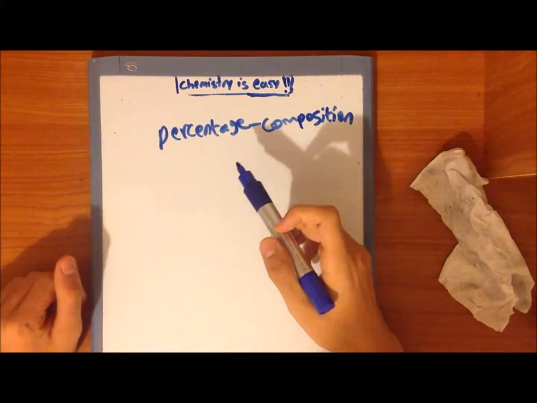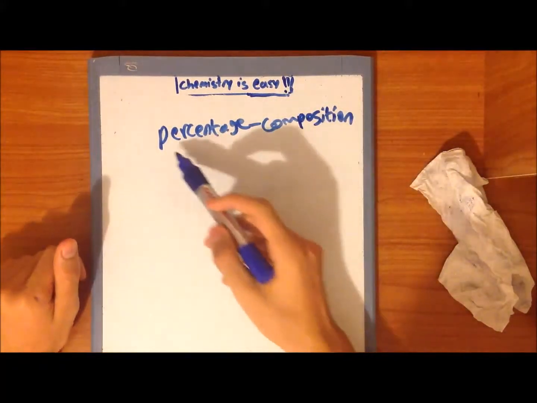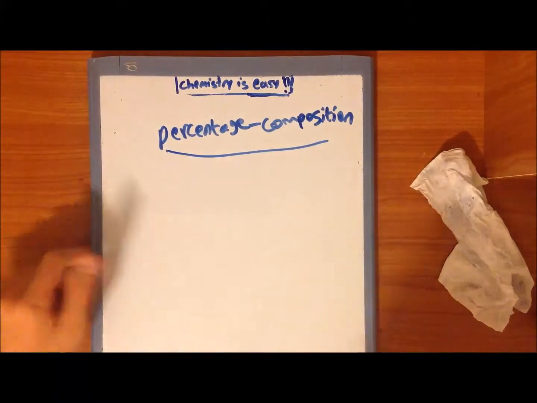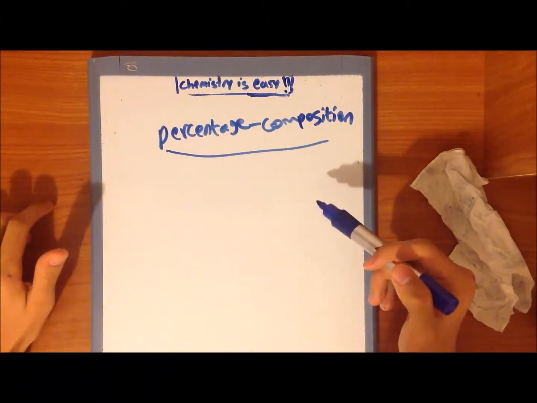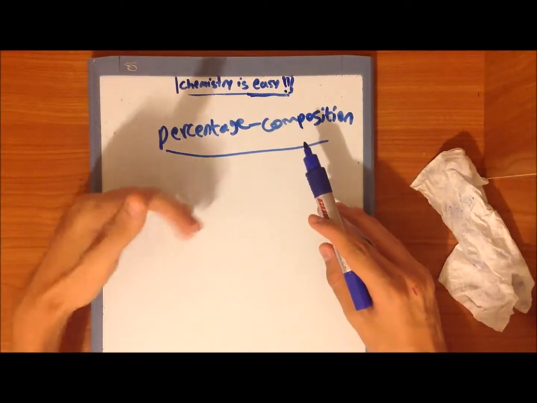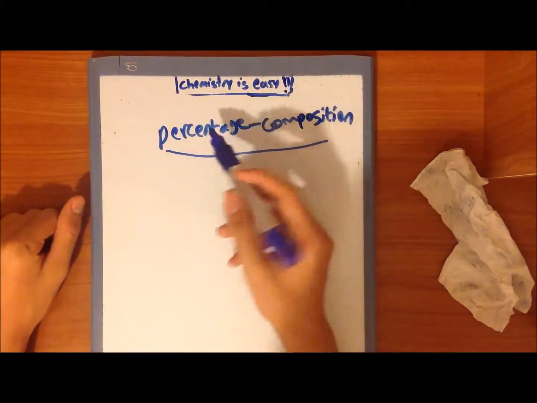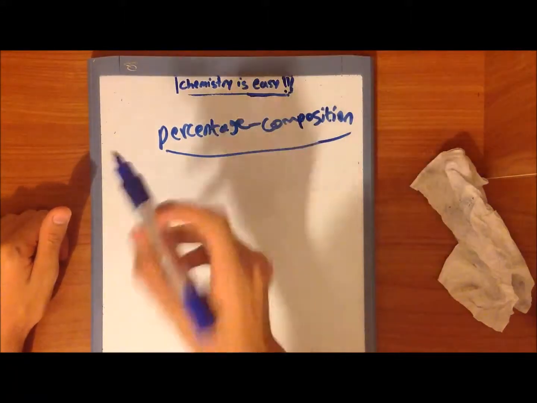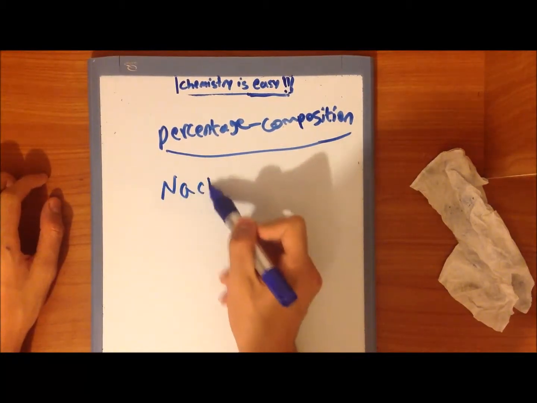Okay, so this video is about percentage composition, how we can know the percentage composition, how we can measure it. Okay, as usual, we're going to start with the easy questions and go to the hard questions. So for example, we're going to start with percentage composition with one example, like NaCl.